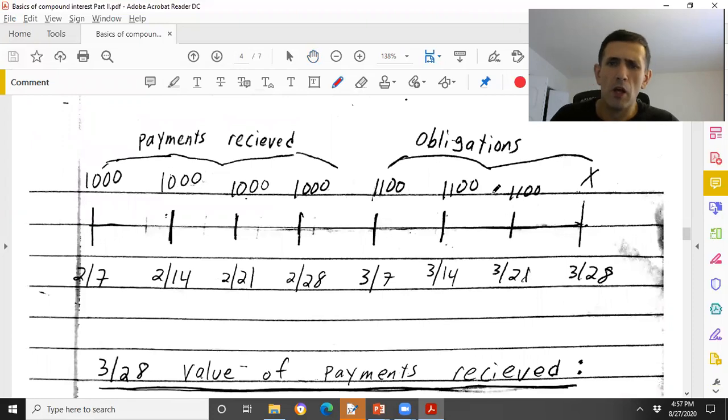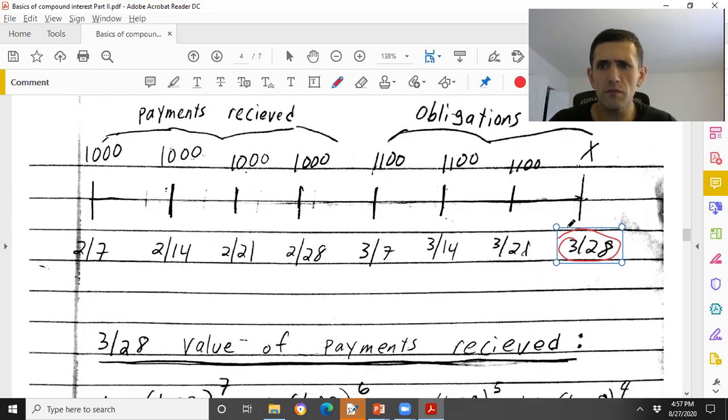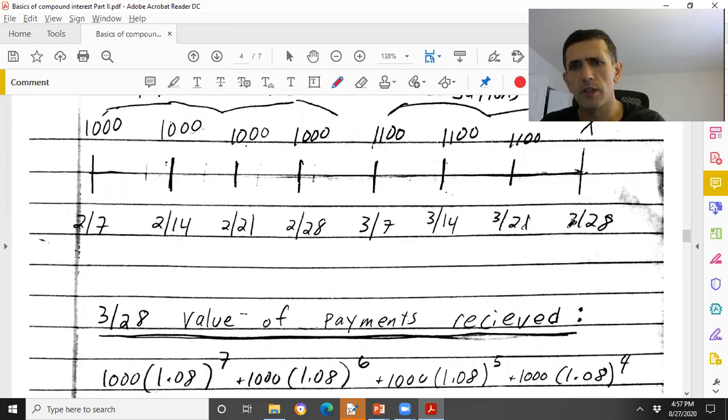All right. So here the unknown occurs on March 28th. So it only makes sense to make that our reference date. Okay? So we're time valuing everything here relative to March 28th. Okay, so what's the 3/28 value of payments received? Well, let's figure that out.